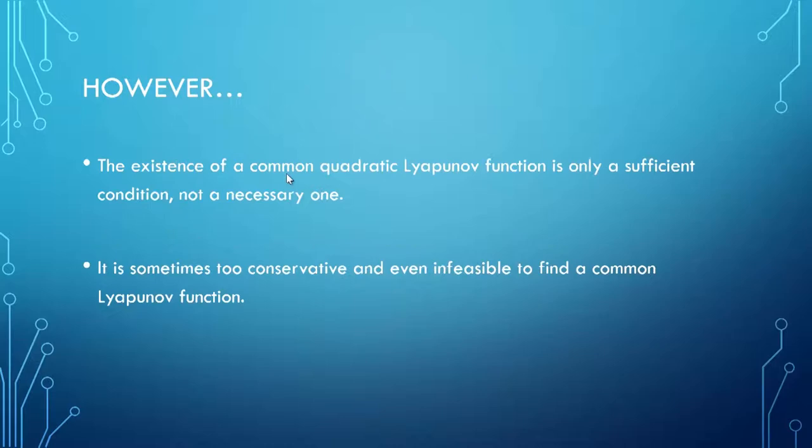However, the existence of a common Lyapunov function is only a sufficient condition, but not a necessary one. Which means that if you can find a common Lyapunov function, that will be great. It guarantees the system will be stable. But if you cannot find one, that doesn't mean the system is unstable. There's still some gap you need to figure out, because sometimes it's too conservative and even infeasible to find a common Lyapunov function, and it doesn't imply the system is unstable.